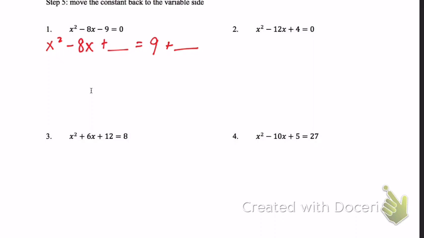So what goes in the blank? I take my middle term, which is negative 8, half it, and then square it. Negative 8 divided by 2 is negative 4. Then I square negative 4, and it becomes 16. So I put 16 in both slots. Then I'm going to factor this. It's going to be x minus 4 squared equals 25. Then if I'm putting it in vertex form, x minus 4 squared minus 25 equals 0.